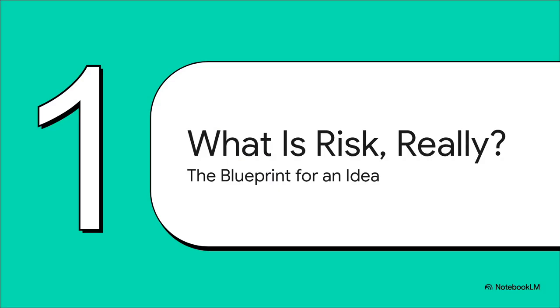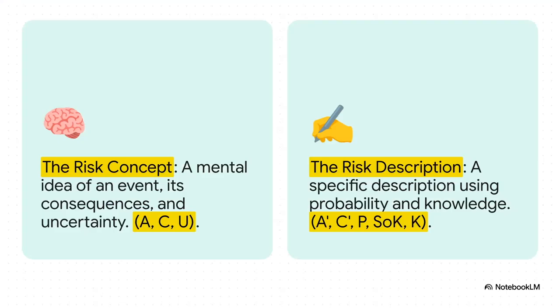Okay, first things first. Before we can measure anything, we need a solid blueprint. We have to define exactly what we're talking about when we say the word risk. Trust me, it's a lot more than just a vague feeling of danger. Now, this is a really important but subtle difference. On the left, you've got the risk concept. That's the idea of risk in our heads. It's got three parts: an event, let's call it A, its potential consequences, C, and the uncertainty around it all, U. So the boulder might fall, it might crush some houses, and we're just not sure if or when.